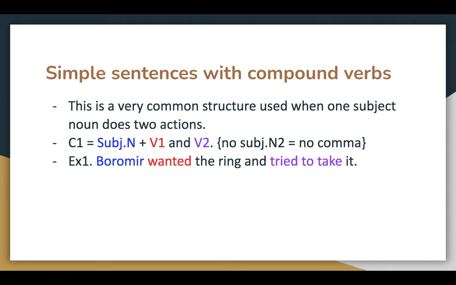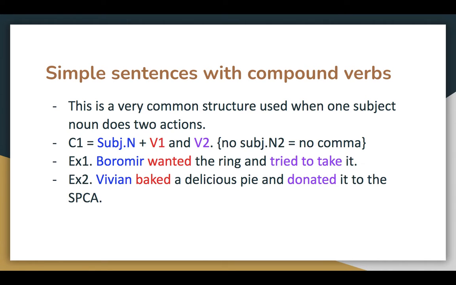Number one, Boromir wanted the ring and tried to take it. So you'll see that Boromir is actually performing both of the verbs here, wanted and tried to take. We use the linking word and to show that that primary subject is performing both actions. Second example, Vivian baked a delicious pie and donated it to the SPCA. So again, we've got Vivian, our subject here, and she is performing both tasks.